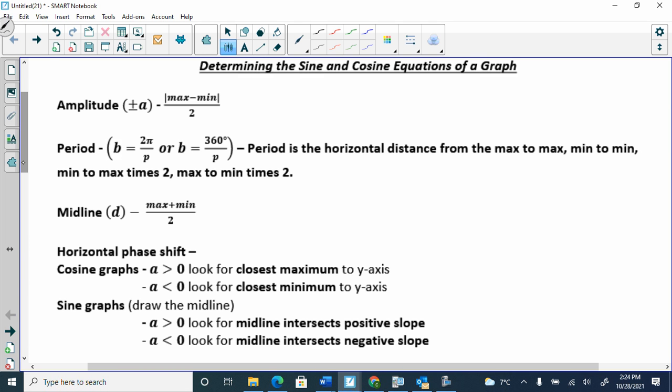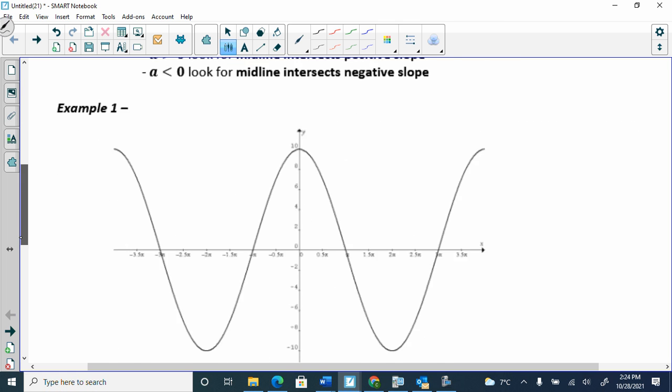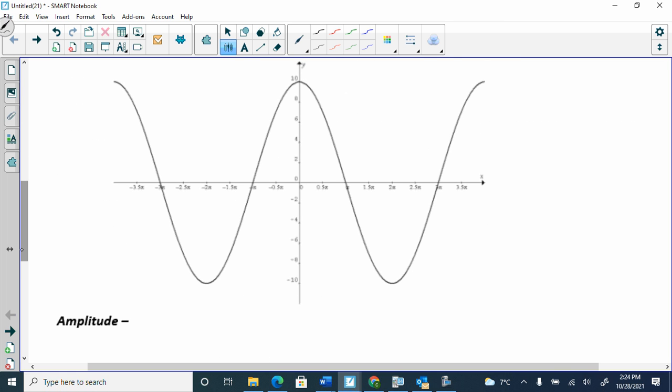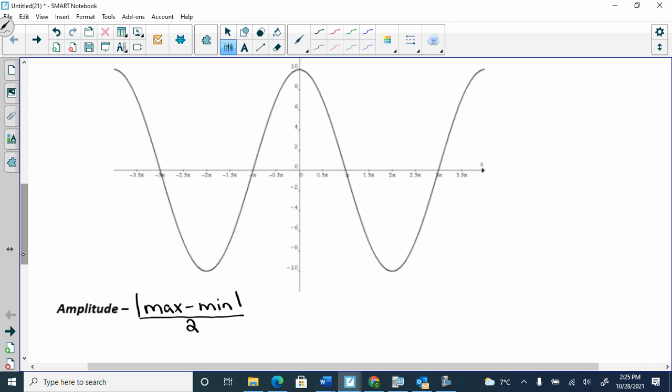Then we're going to go find all the periods of the graphs. Then we're going to find the midlines. Then we're going to do the horizontal phase shifts last because they're the ugliest. Okay? So let's go down here. We're going to find the amplitude of this graph. Well, the amplitude is the absolute value of the max minus the min divided by 2. And you can use this formula whenever you're finding the amplitude off a graph. Off an equation, it's just the absolute value of A, right? Off a graph, it's the absolute value of max minus min divided by 2.